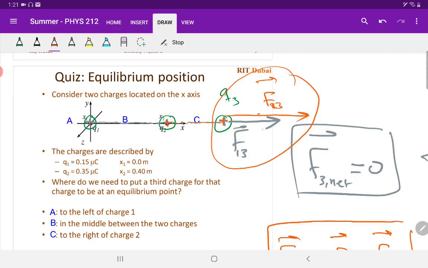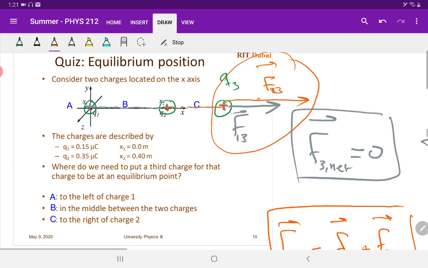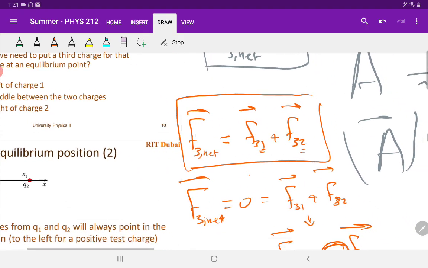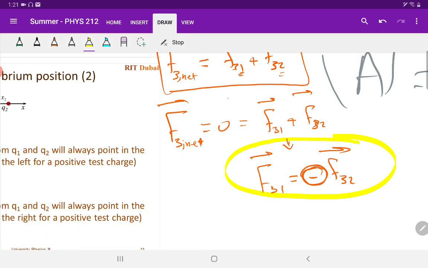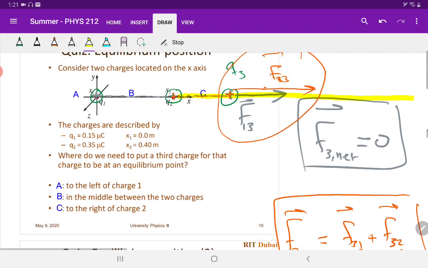If they are in the same direction, it means they can't cancel each other. And it means there is no way that we can have a net force equal to 0 in this region. Why is that? Because at any point in that region, the two forces, F13 and F23, will always be in the same direction, and this condition will not be satisfied, because they are not opposite each other.